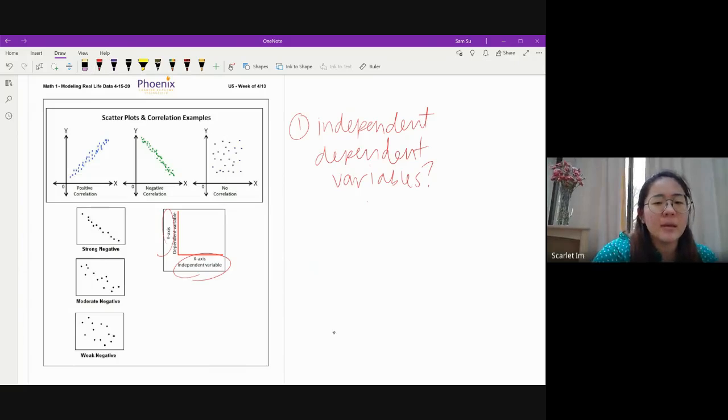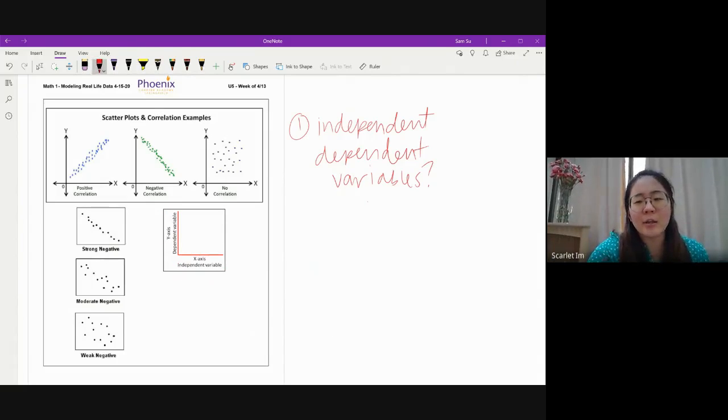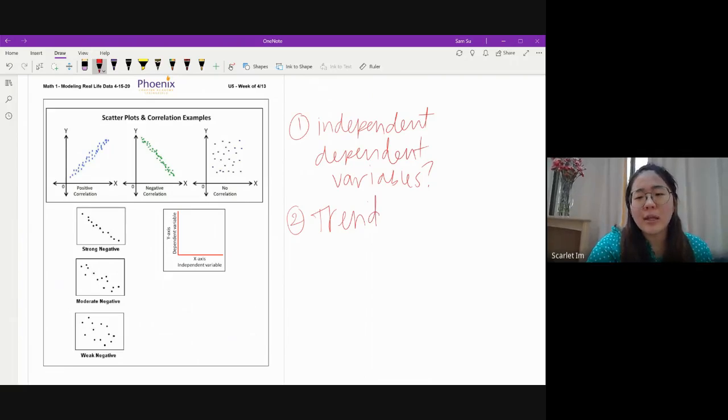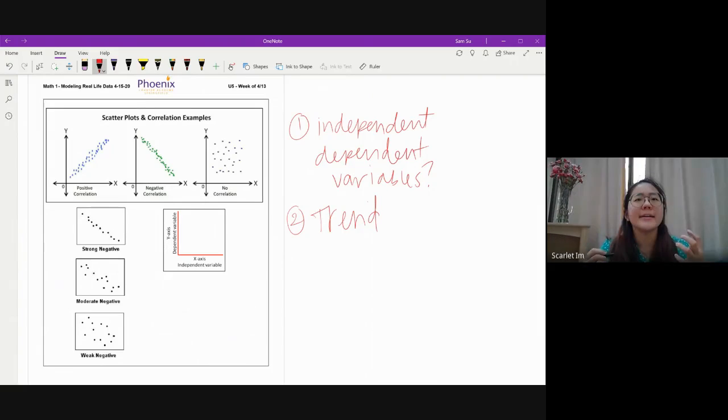Now, the second thing that you want to focus on is the trend. When I'm talking about the trend, I'm talking about the pattern that this correlation has. Is the relationship going in a certain direction? So there are three types of trends. There's going to be a positive trend, a negative trend, and no trend or no correlation, meaning there isn't a relationship between the two variables.